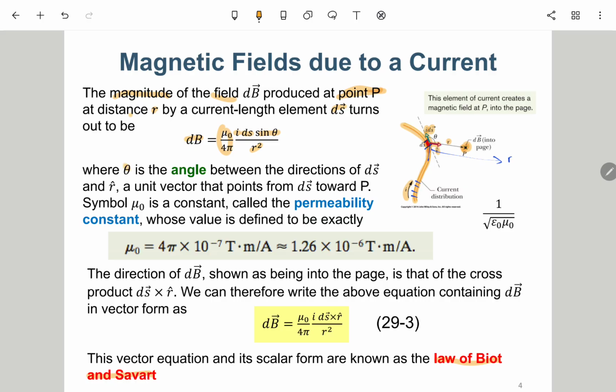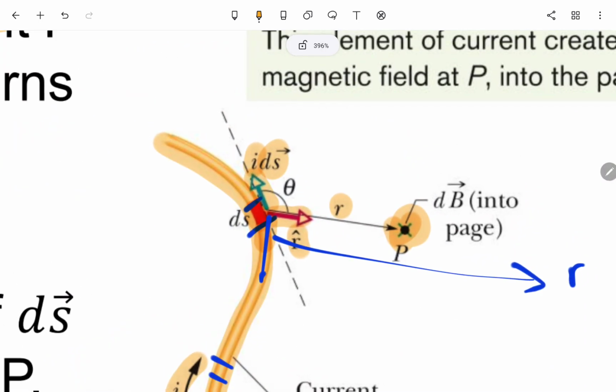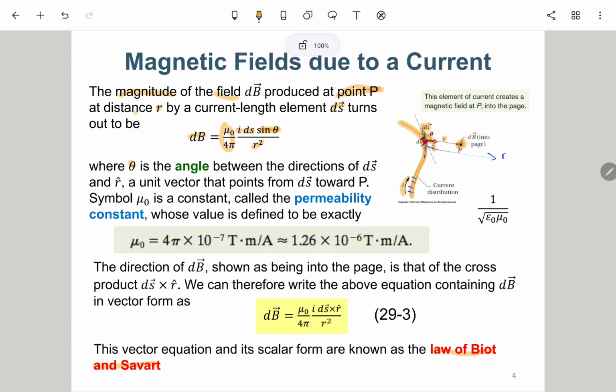Theta is the angle between ds and r hat, from ds to r hat, so this is sine of theta. And mu zero is another well-known constant in electromagnetism. The previous one was epsilon naught, and this is mu naught. Mu naught is called the permeability constant, and epsilon naught is called the permittivity constant.